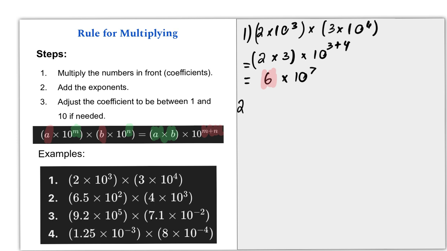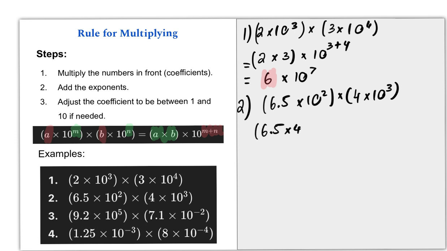Let's try the second example. 6.5 times 10 to the 2nd power times 4 times 10 to the 3rd power. Again, we're going to multiply the coefficients, 6.5 times 4, and add the exponents, 2 plus 3. 6.5 times 4 equals 26. 2 plus 3 equals 5.